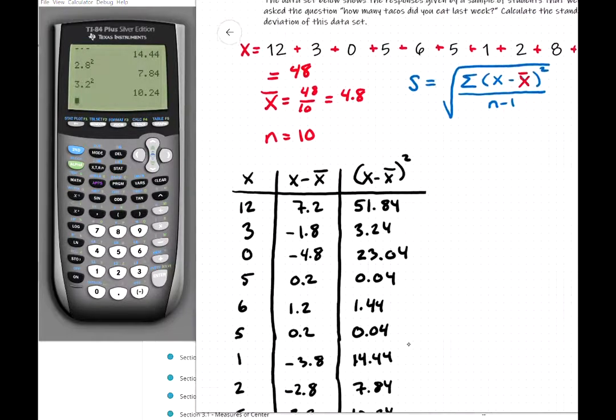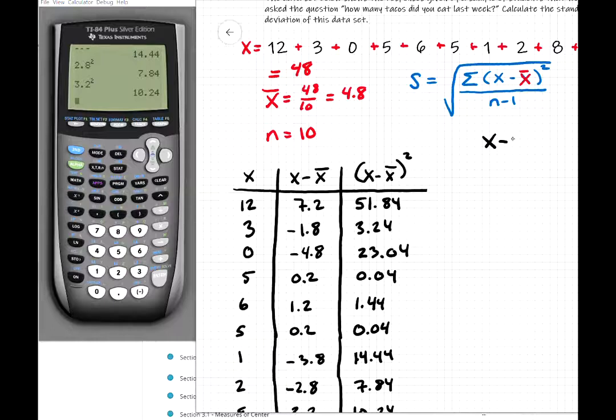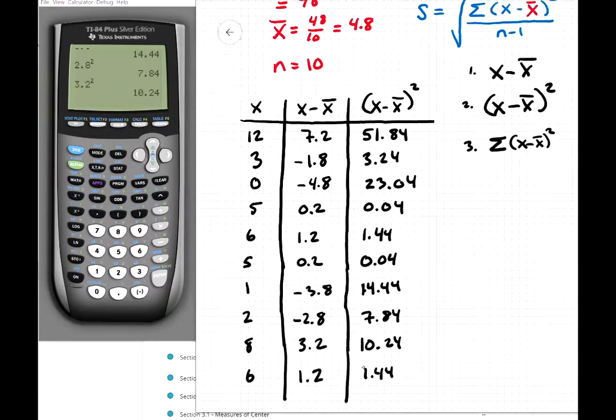Okay, so far we've done the x minus the mean. Then we took x minus the mean and we squared each one of these. Now we have to add up each of these x minus the mean squared. So these 10 numbers on the right that we just calculated, now we have to add them up. That's what that symbol is telling us to do. That's the uppercase Greek sigma.